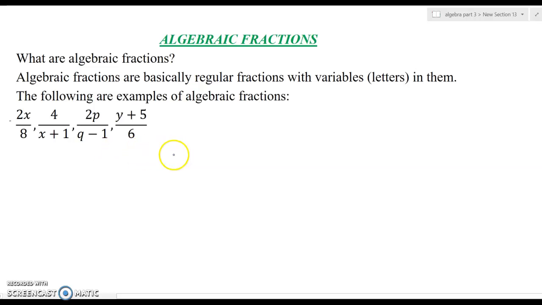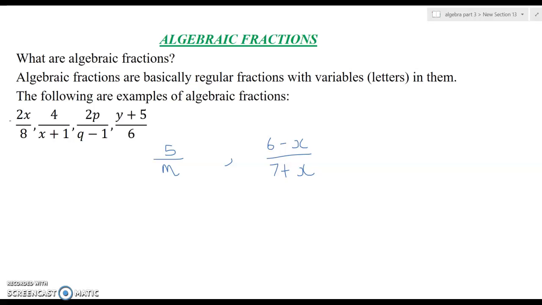So let's do two more random examples. If we have 5 over m, that's an algebraic fraction. And if we have 6 minus x over 7 plus x, that's also an algebraic fraction. So you know what it is by seeing that it's in fraction form, has a numerator and a denominator, and there are variables or letters in them.